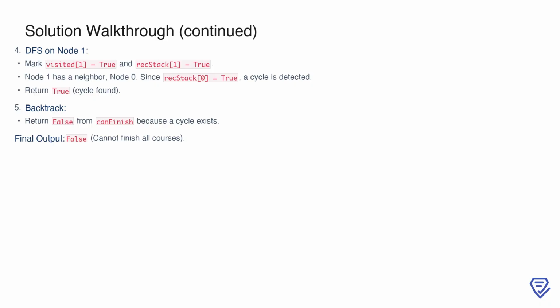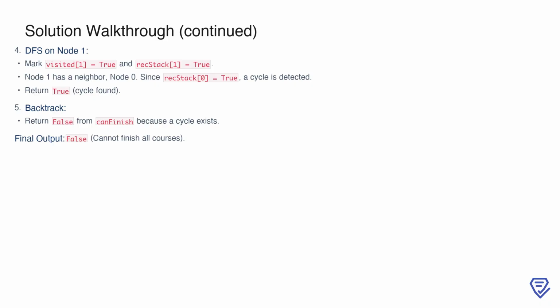Once the cycle is detected, we return true to indicate that a cycle exists. Upon backtracking, the canFinish function concludes that it's not possible to complete all courses since a cycle prevents a valid order of completion. The final output is false. With this second example, we've seen how cycles in the graph prevent the completion of all courses.